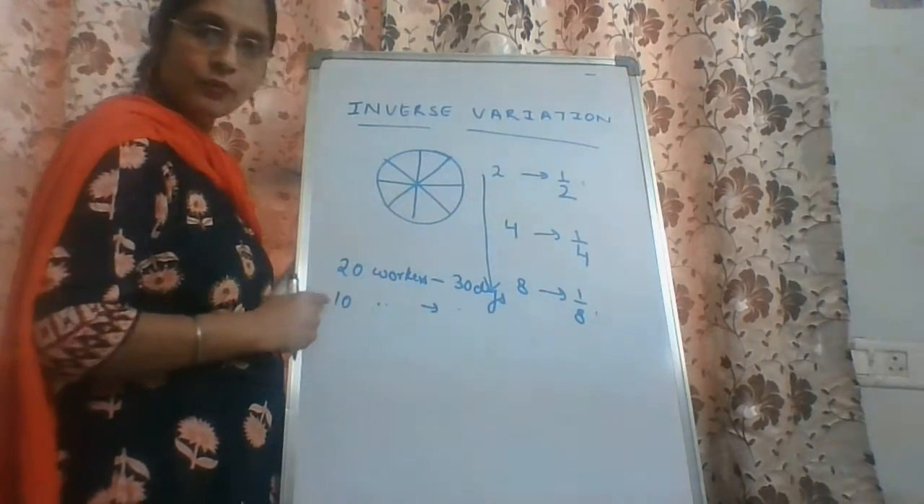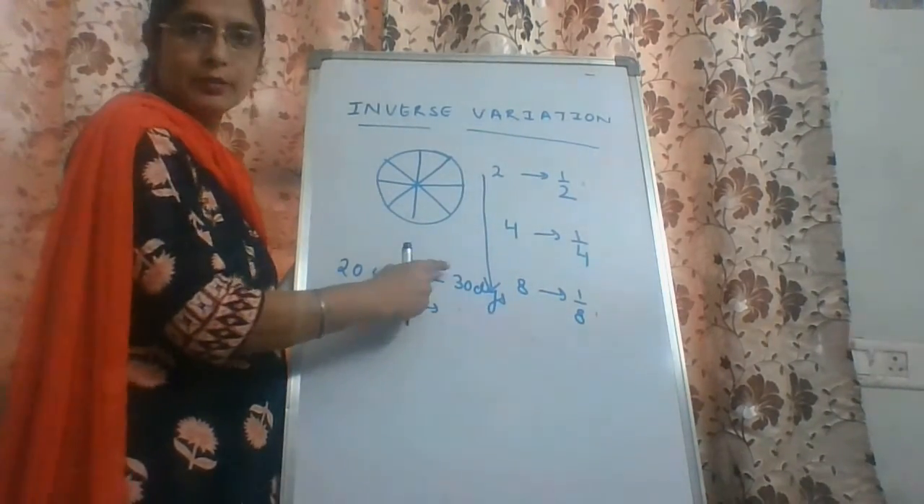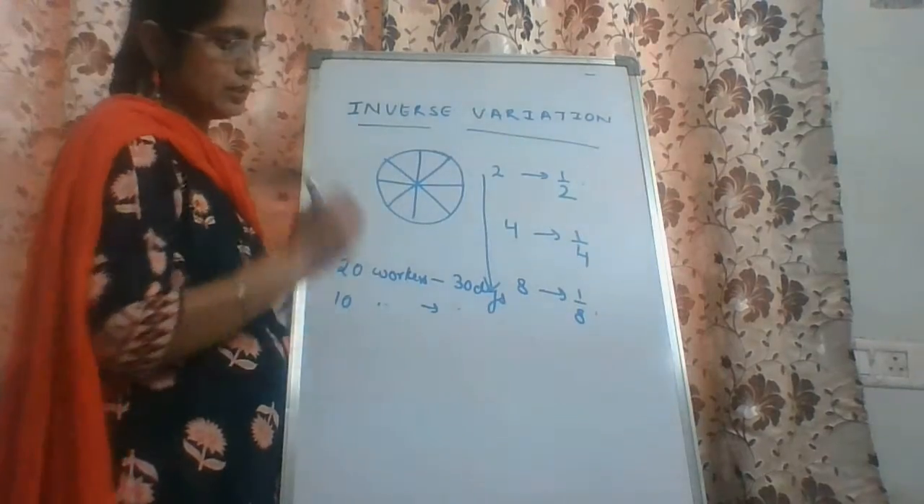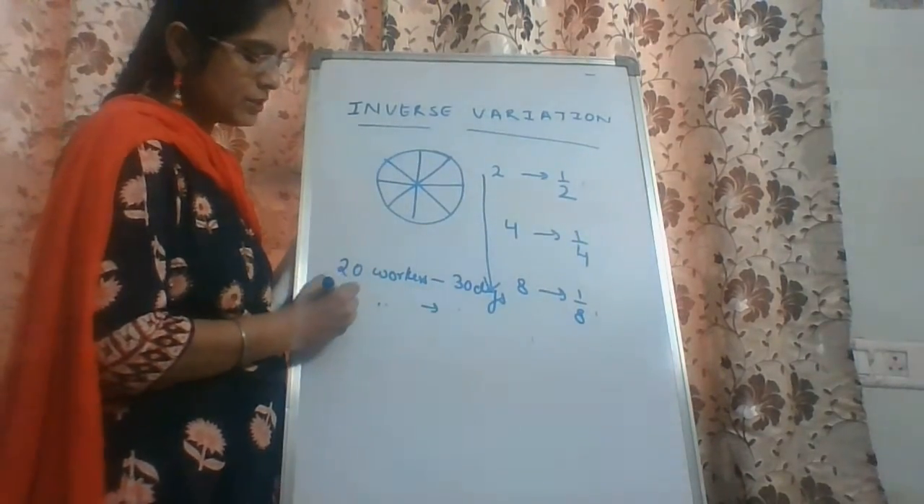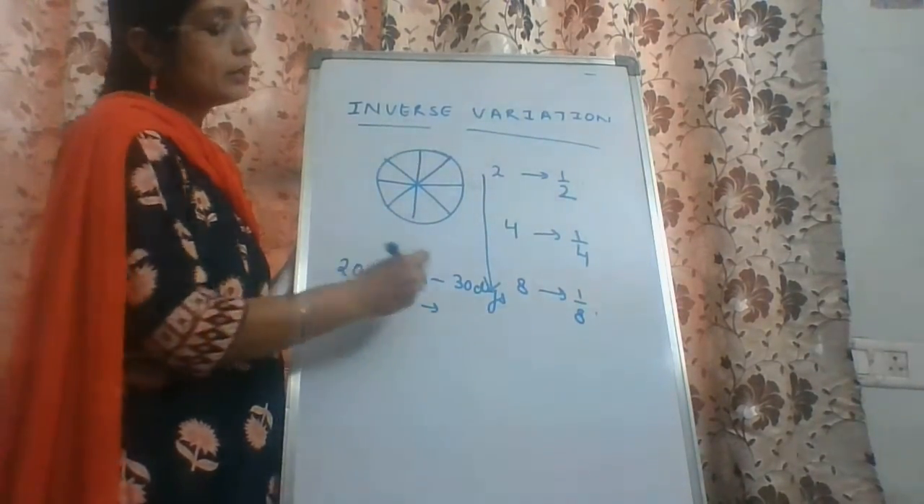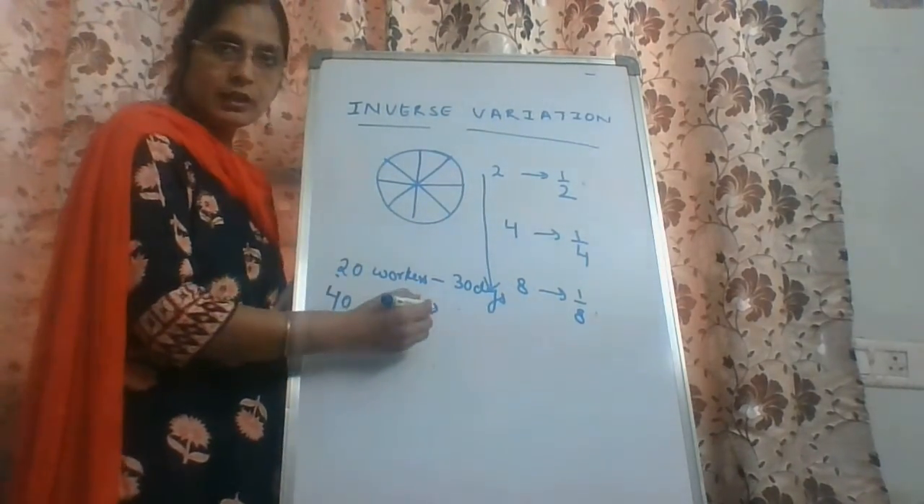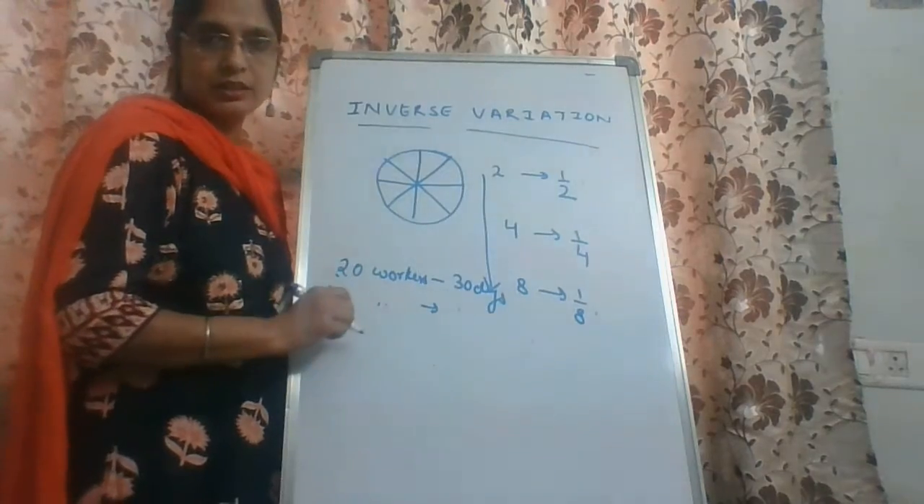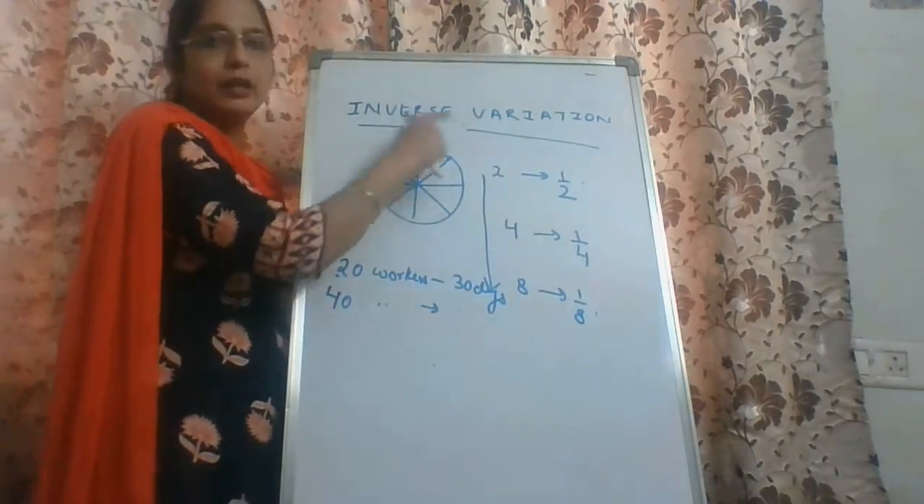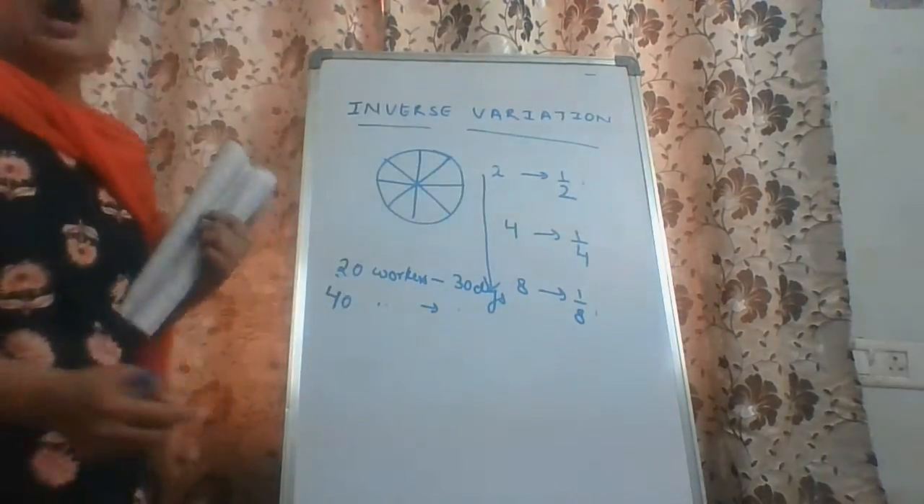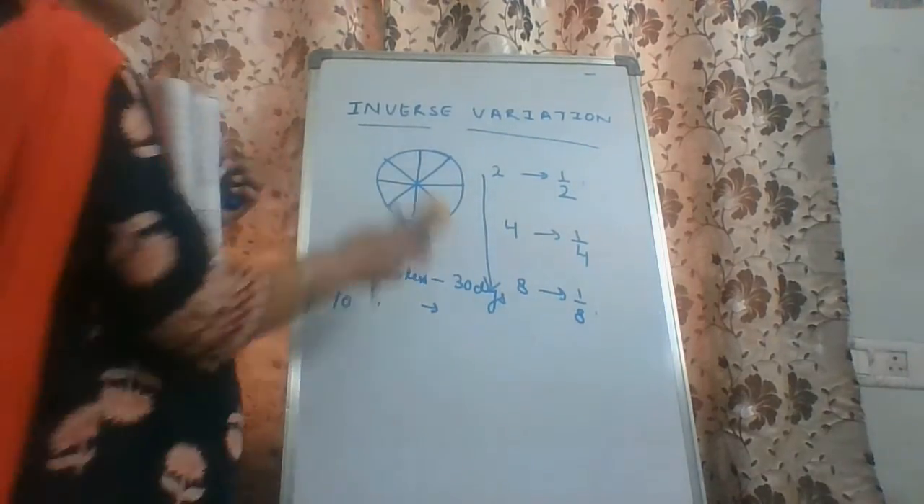That means if the number of workers is decreasing, time is increasing. Similarly, if the number of workers increases to 40, time will decrease. One thing is increasing, the other thing is decreasing. It is called inverse variation. How to do questions related to this, we will learn now.